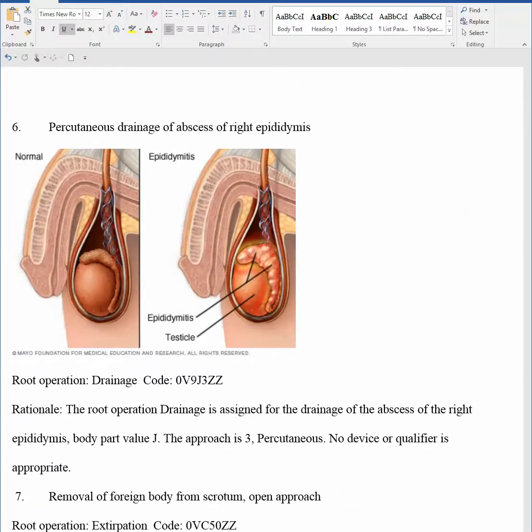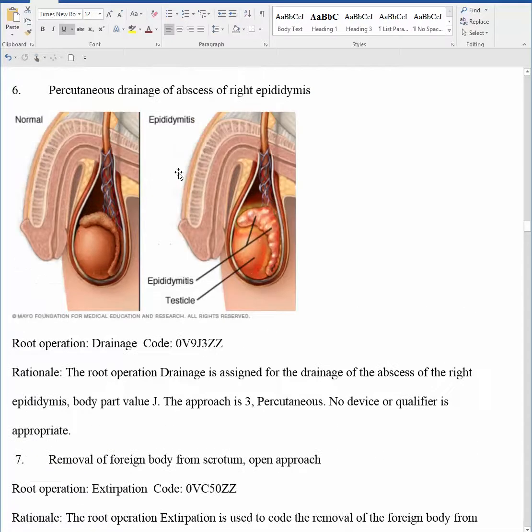Number 6 is a percutaneous drainage of an abscess of the right epididymis. Again, we have a picture of normal and not normal. So I remember ITIS is inflammation. So this portion of the patient's anatomy is inflamed, most likely with some type of infectious fluid. They're going in and draining it percutaneously. The root operation is drainage. The surgical approach is percutaneous. The location is given to you. The code is 0V9J3ZZ.